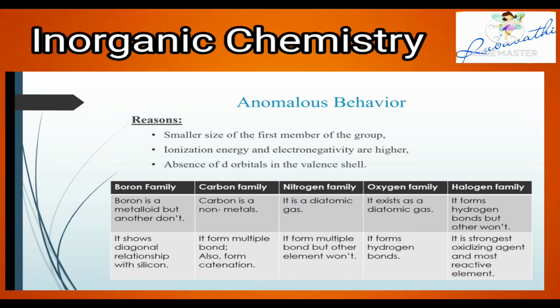Group 16, the oxygen family. Oxygen exists as a diatomic gas due to high electronegativity. It forms hydrogen bonds. Group 17, the halogen family. All elements are non-metals. Fluorine forms hydrogen bonds whereas other elements can't. It shows only the -1 oxidation state whereas other elements show +1, +3, +5 and +7 oxidation states in addition to -1. Fluorine is the strongest oxidizing agent and the most reactive element.